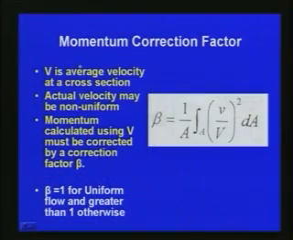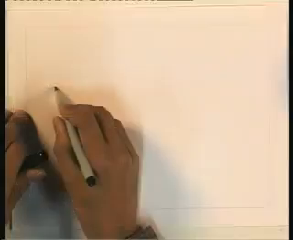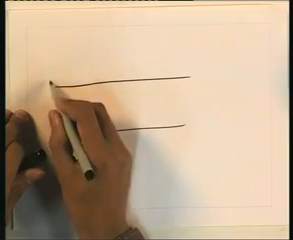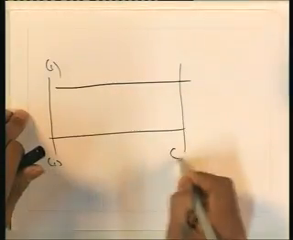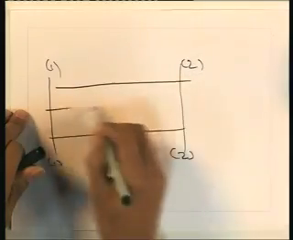With respect to the average velocity, when we consider the control volume for the sections which we are considering, V is the average velocity at a cross section, but you can see that the velocity is varying from one section to another. If you consider a pipe flow between section 1 and 2, the pipe flow is here.